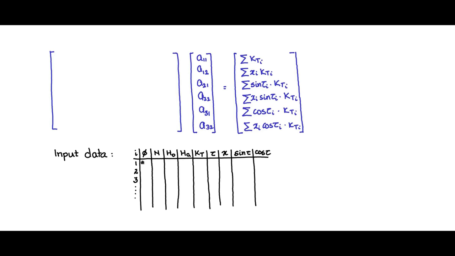And phi is something given input, n is also a given input, h naught is computed based on phi and n, ha is measured using pyrometer, which we discussed a while back, kt is computed using ha and h naught, tau is computed using n, x is computed using phi and other atmospheric parameters, likewise sine tau and cos tau are computed. Once you have all this data, you can solve for A11, A12, A21, A22, A31, A32 and so on, and obtain the values of this.